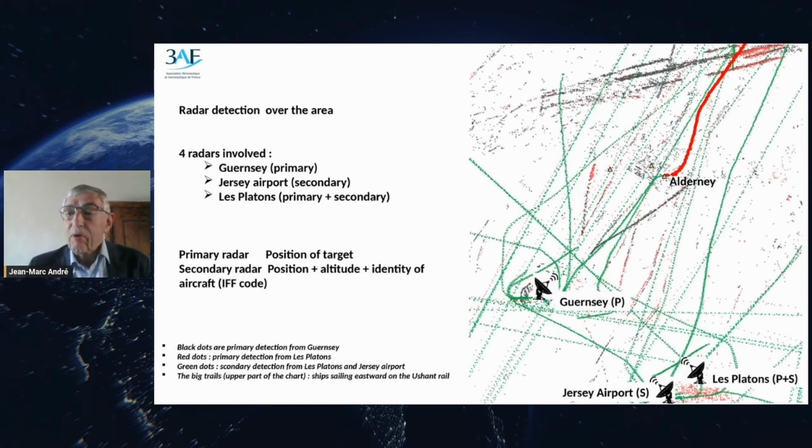This is the map of the radar detections drawn up from the recordings. You can see the position of the radars involved. Guernsey radar is a primary radar.